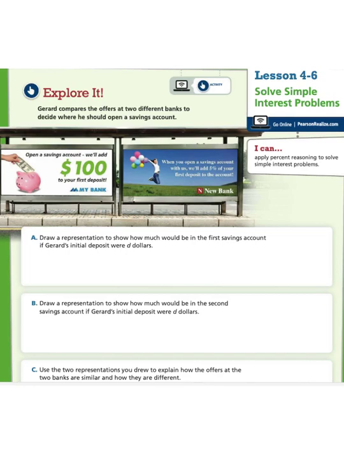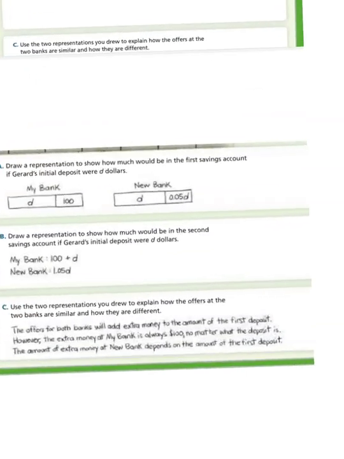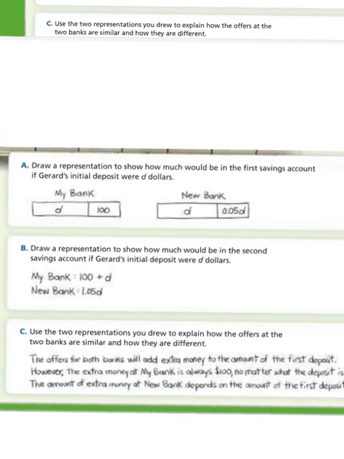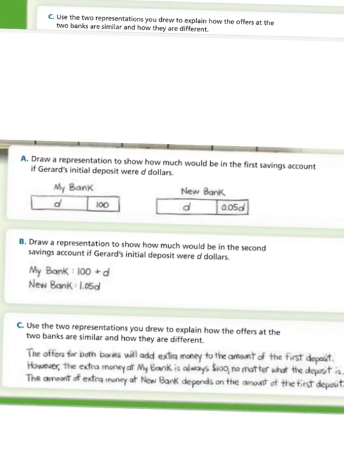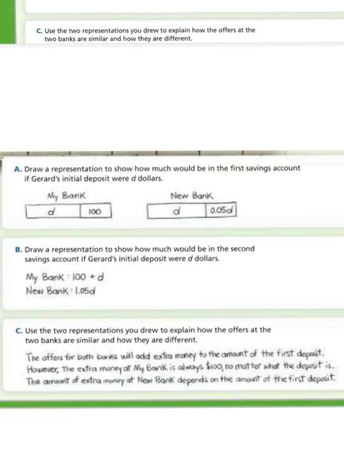Draw a representation to show how much would be in the first savings account if Gerard initially deposited D dollars. Complete B and C. Well, here's an example. What did you come up with? Here's an example of a correct thing that somebody came up with.